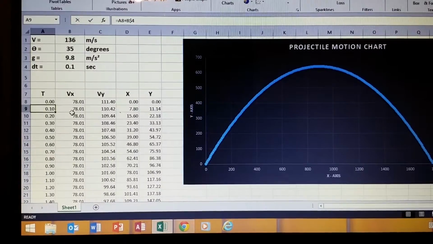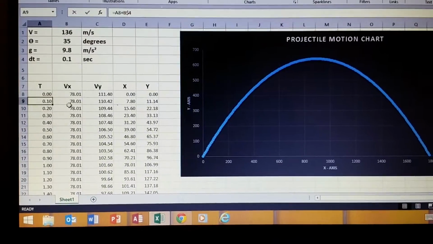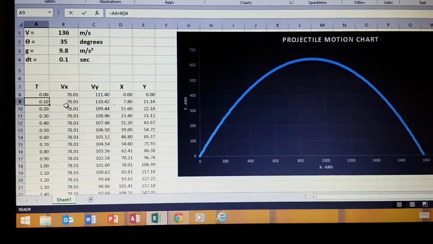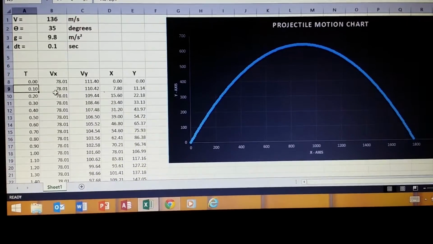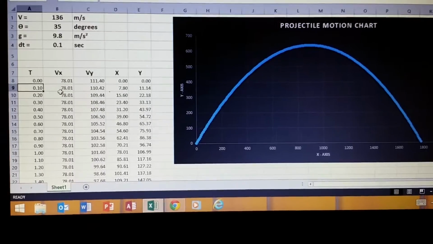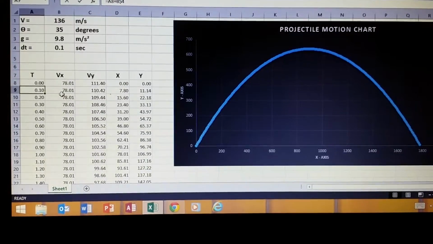Then the velocity in the X direction is going to stay the same throughout the chart, but the velocity in the Y direction is going to change. Obviously, as it goes up, it reaches its peak. Once it gets to the peak and comes back down, it's going to be a negative Y velocity since you're coming downward.